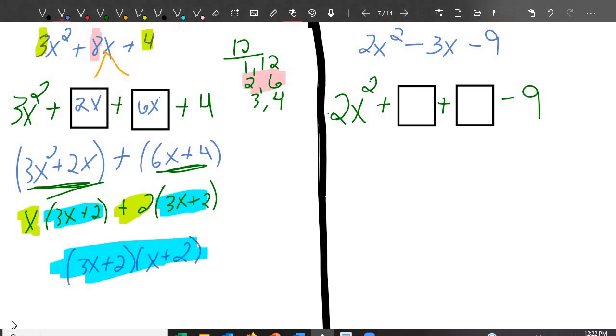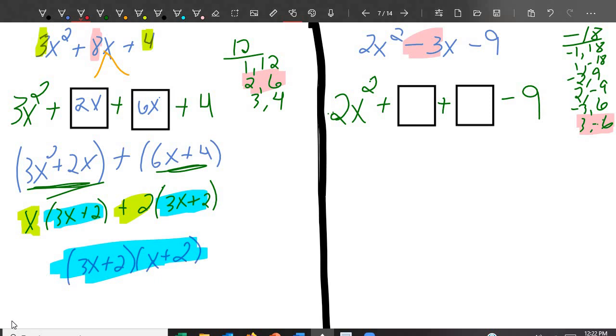All right, the next one, we're going to multiply the 2 and the -9 together, -18, and we're going to list out the factors of that number. I'm looking for the pair that gives me -3. So one's positive, one's negative. -2 and 9, 2 and -9, -3 and 6, and 3 and -6. So I'm looking for -3, and I've just found the two factors that add up to be -3.